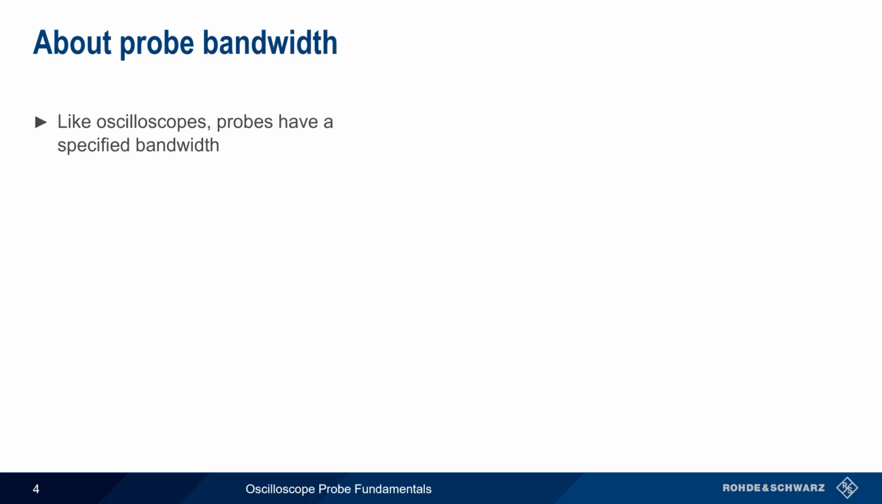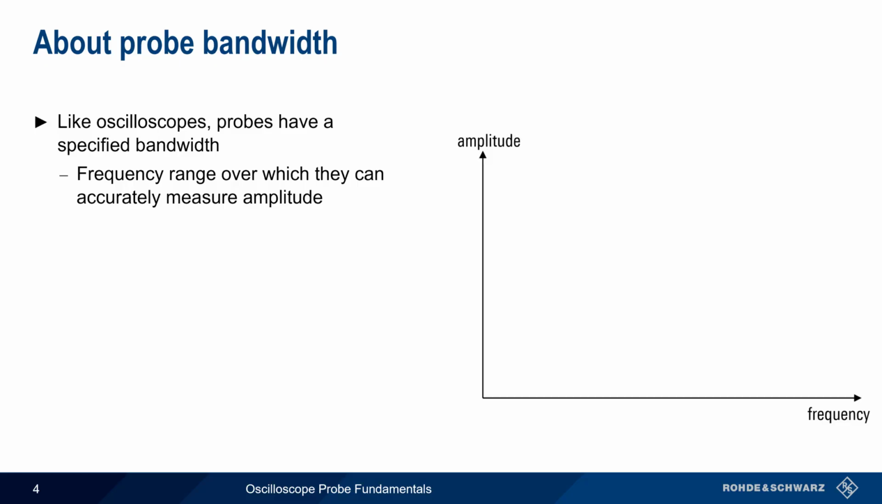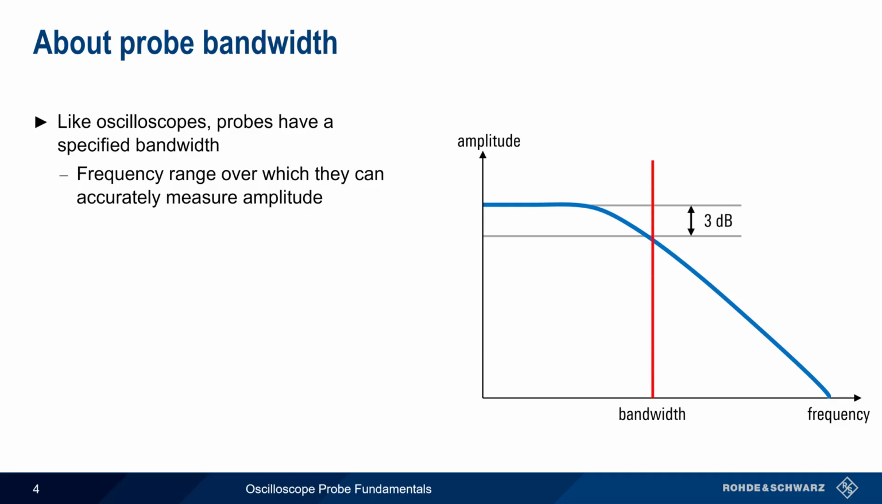Like oscilloscopes, probes also have a bandwidth that's part of their specification. This is the frequency range over which the probe can accurately measure amplitude, and this is quantified as the frequency at which the measured amplitude is 3 dB, or about 30%, less than the true signal amplitude.